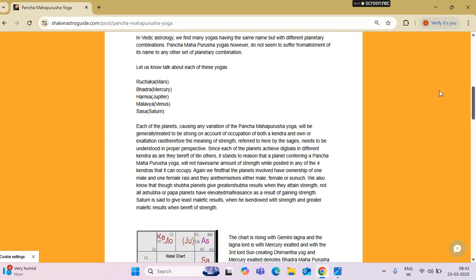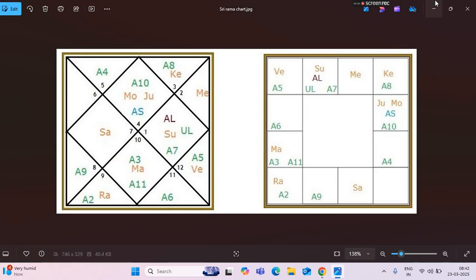Suppose Jupiter is getting exalted in the 12th sign, let us suppose in Cancer. Does it constitute a yoga? No, it does not constitute a yoga because it is going and sitting in the 12th house. It does not come under a kendra. So, like this, we have to understand.